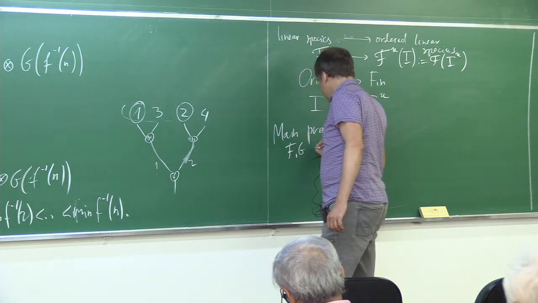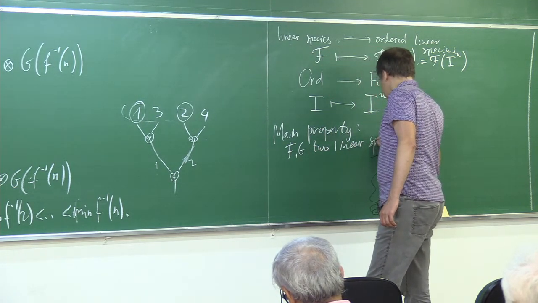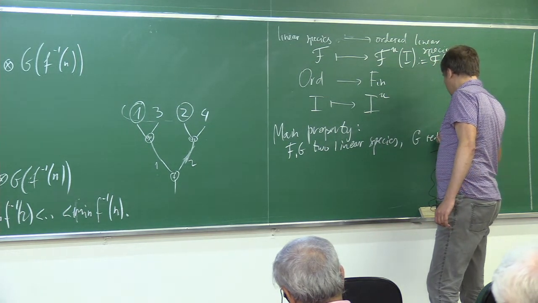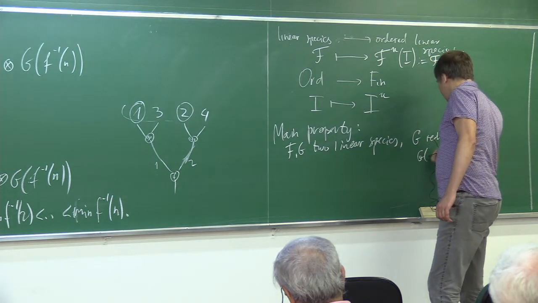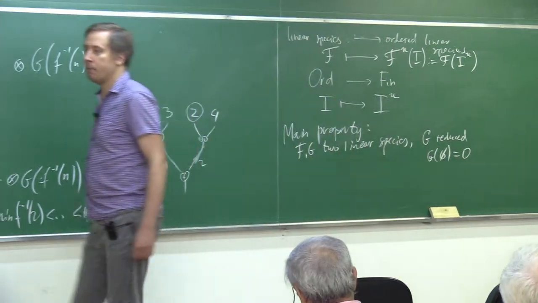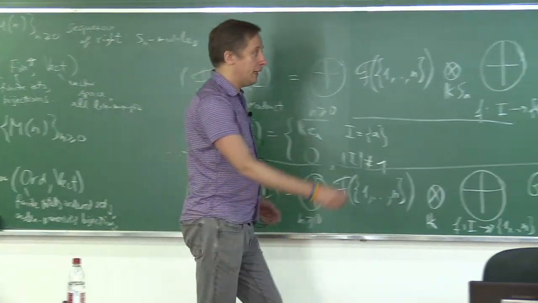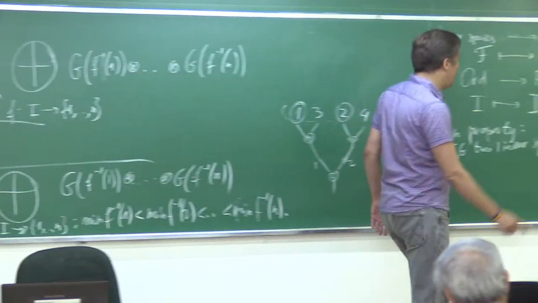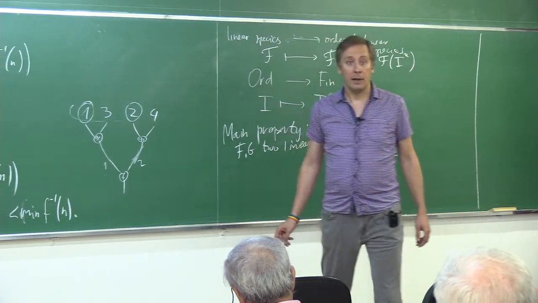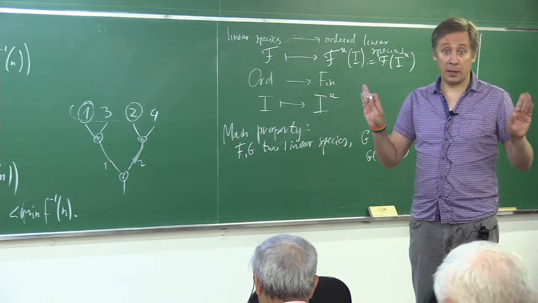Suppose that F and G are two linear species, and G is what is called reduced, meaning that it vanishes on the empty set. In principle, we have all possible finite sets, including the empty set, and G vanishes on the empty set. But then they use not this condition. Nothing about one, absolutely nothing.